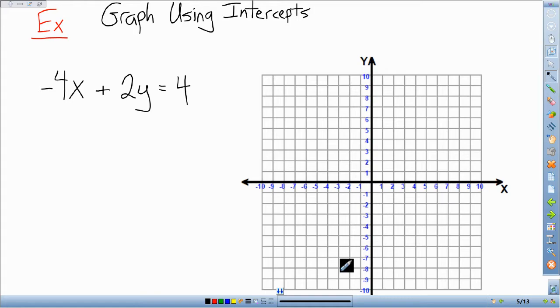Okay, so the next one here, we're actually going to do just that. We're going to graph using intercepts here. So above your next graph, go ahead and get this equation, and we'll do just that.